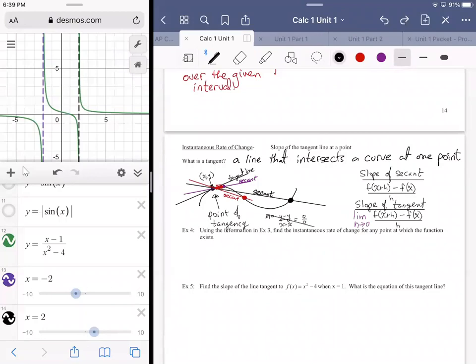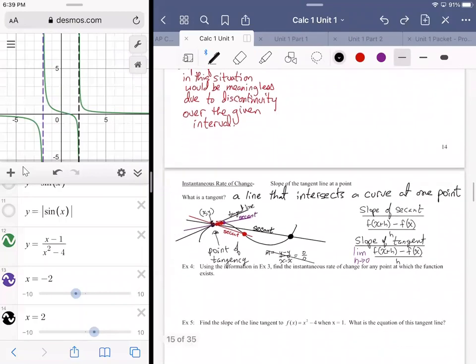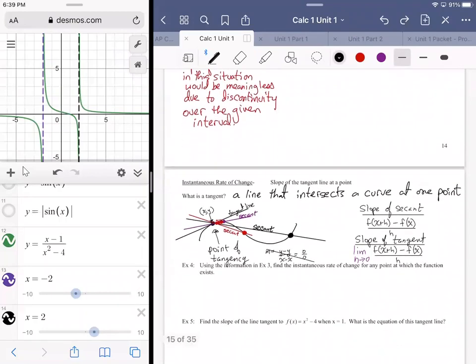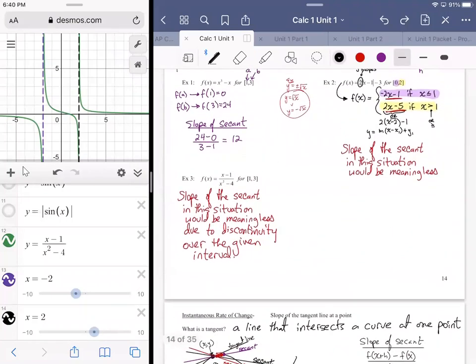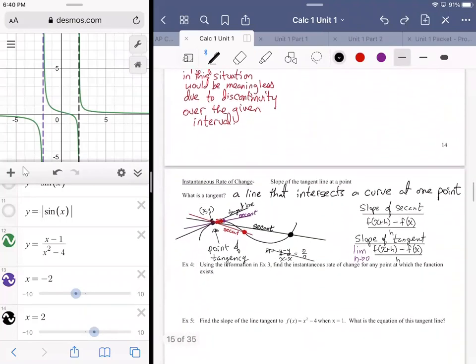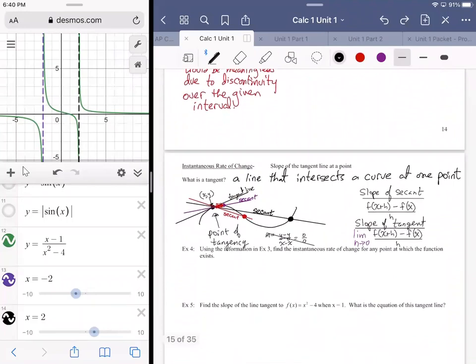Example 4. That's actually a bad one. That's a bad example. It's a typo because I used to have a different example 3, and this is referring to the old example 3. So this one shouldn't even be here. So let's make this example 4.